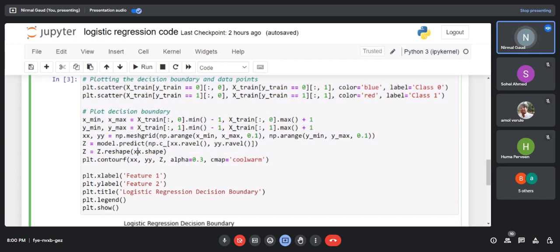I've already given you the code example, so there you will see what ravel is and what meshgrid is, everything in numpy. All the codes are available. You need to practice those codes, don't take them lightly. This is contour, how to draw a contour. And this is the final diagram for the logistic regression.